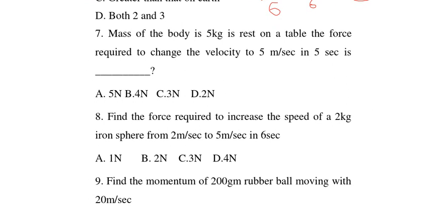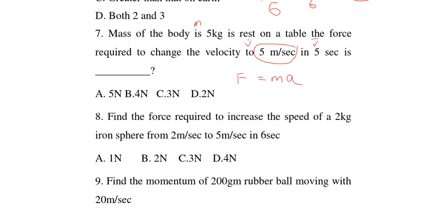Question number 7 is about the mass of the body. So this is a mass, and see that while reading the problem, this is an SI unit. Then it is at rest on a table. Force is required to change the velocity. This is meter per second, so this is the v value, and the time is this. How much force is required? The force is equal to, we know, mass into acceleration. But did they give the acceleration value? No. Instead of acceleration, what did they give? Velocity and the time. Yes or no?